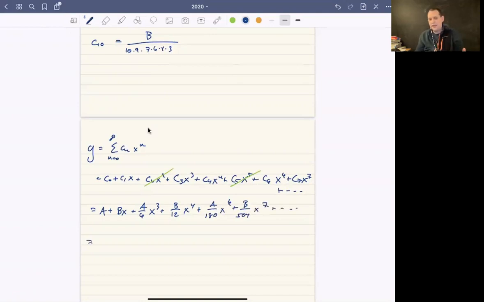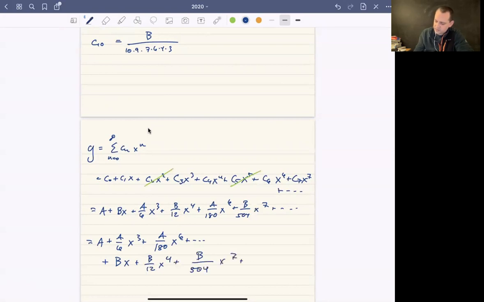And again, if you like, what you can do is you can factor out, you can kind of separate this into the A's and the B's. So it's what I was doing before that I had erased, where you have the C sub 3n, C sub 3n plus 1, C sub 3n plus 2. So that's fine. But this is going to be A plus A over 6 x cubed plus A over 180 x to the 6th and so on, plus B times x plus B over 12 times x to the 4th plus B over 504 x to the 7.